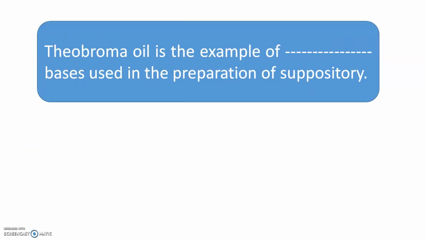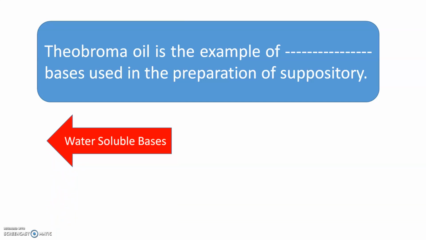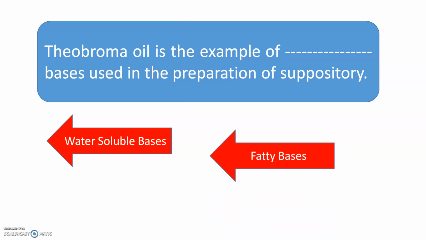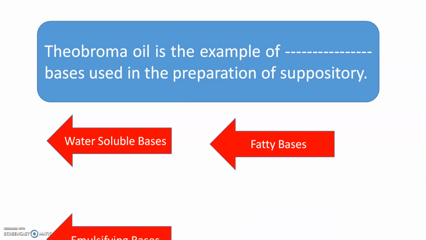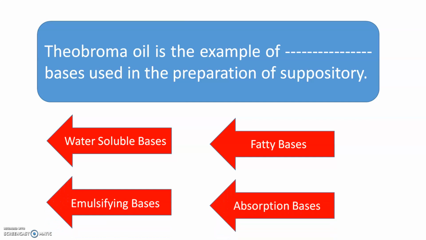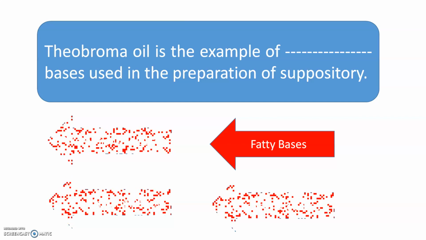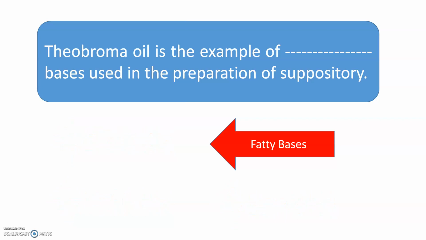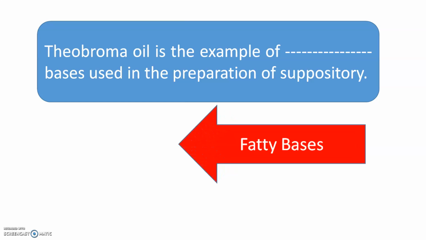Theobroma oil is the example of dash bases used in the preparation of suppository. The options are water-soluble bases, fatty bases, emulsifying bases, or absorption bases. And the correct option is fatty bases. So theobroma oil is a fatty base.